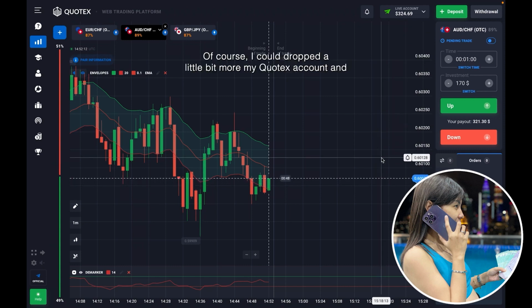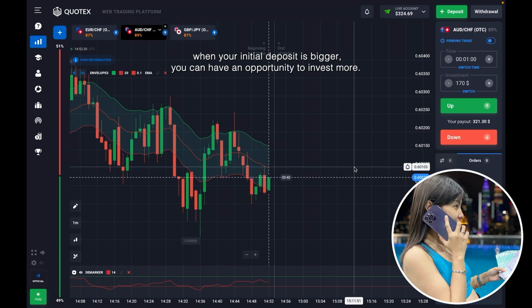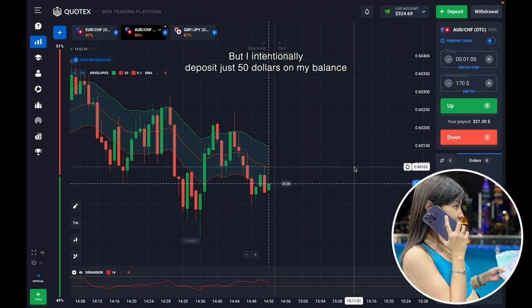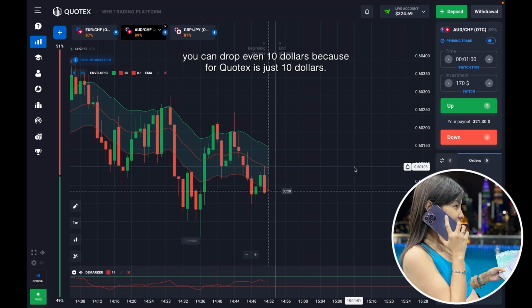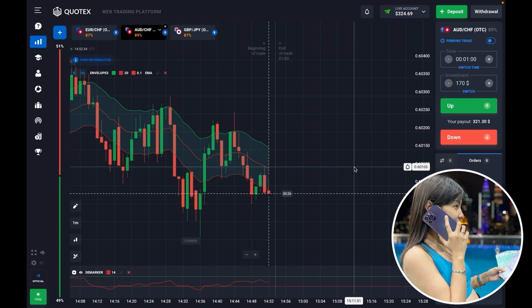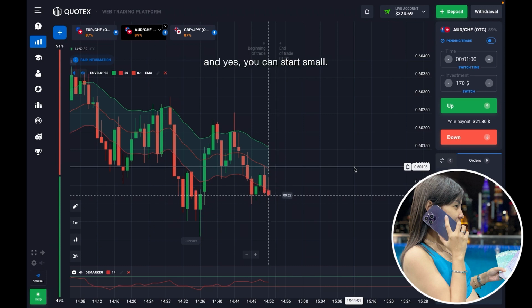And of course, I could drop it a little bit more, my Cortex account, and start trading with bigger money because, you know, when your initial deposit is bigger, you can have an opportunity to invest more. But I intentionally deposit just $50 on a balance, just to show you that it's so easy for everyone to start with a small deposit and you can drop even $10 because for Cortex it's just $10. So the minimum deposit that is required, and yes, you can start small.